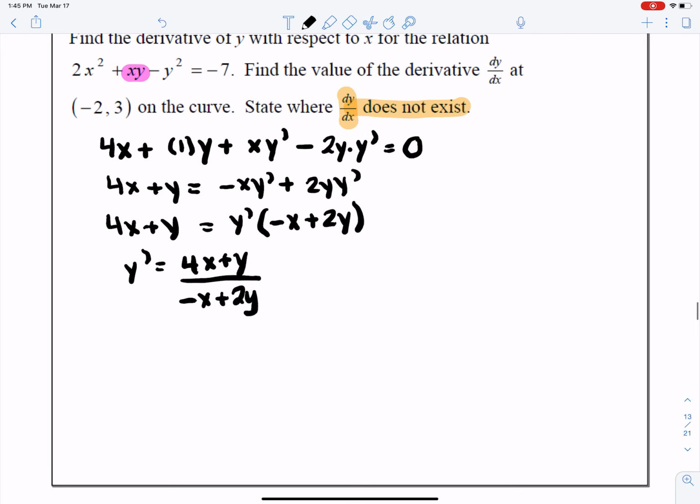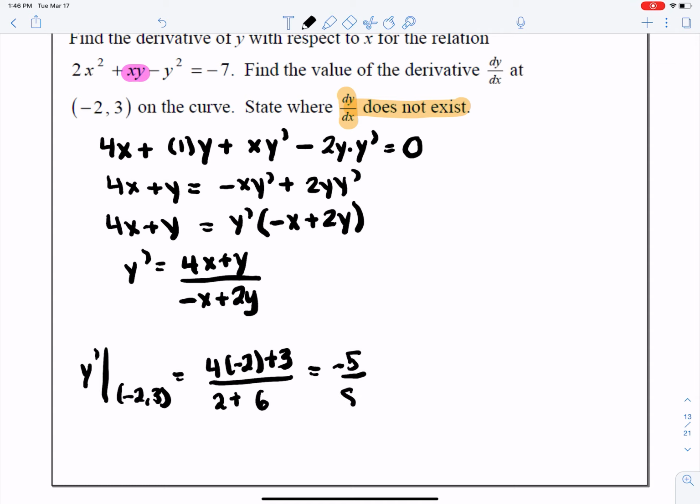They say to find the value of the derivative at a point, so y prime at my point is 4 times -2 plus 3, which is -8 plus 3 is -5, over minus a -2 is 2, plus 2 times 3 is 6. So -5 over 8 is the value of my derivative at the point. And now dy/dx, or y prime, does not exist when my denominator is 0. So I'm going to say minus x plus 2y has to equal 0. So that's going to be whenever x is equal to 2y.